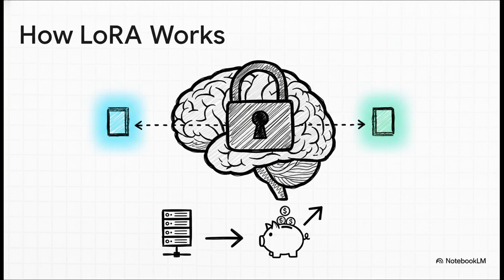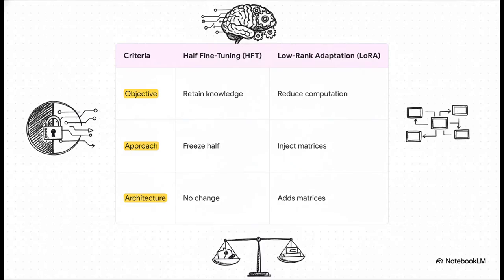This is what makes fine-tuning a total game changer, because it's suddenly accessible to way more people. And LoRA isn't the only game in town. There are other methods out there, like half fine-tuning, which, you guessed it, freezes about half the model. You can see here they each have slightly different goals and approaches, whether it's all about efficiency like LoRA, or trying to strike a balance between old and new knowledge.